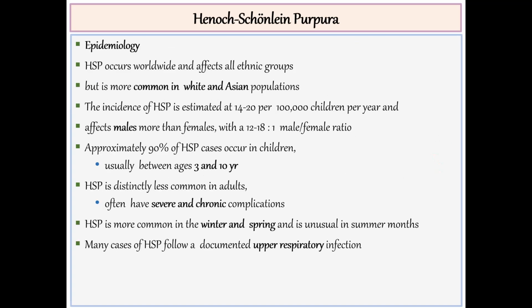Epidemiology. Henoch-Schönlein Purpura occurs worldwide and affects all ethnic groups, but is more common in white and Asian populations. The incidence is estimated at 14 to 20 per 100,000 children per year and affects males more than females, with a 1.2 to 1.8 to 1 male to female ratio. Approximately 90% of cases occur in children, usually between ages 3 and 10 years. It is distinctly less common in adults, who often have severe and chronic complications. It is more common in the winter and spring and is unusual in the summer months. Many cases follow a documented upper respiratory infection.